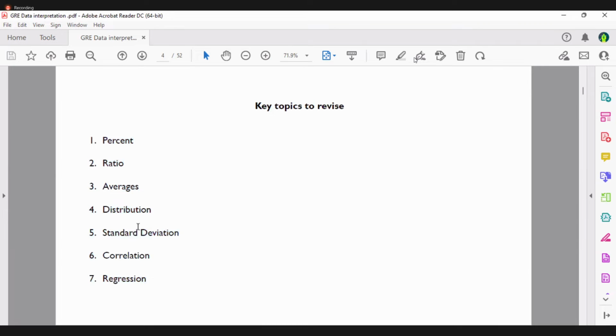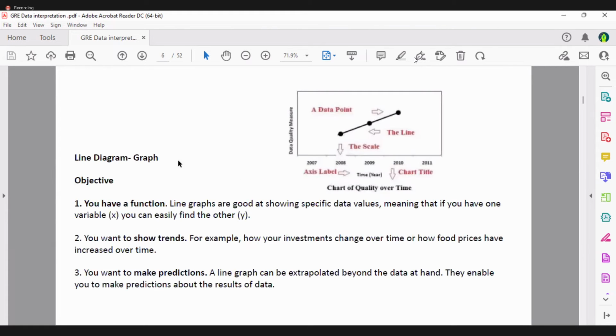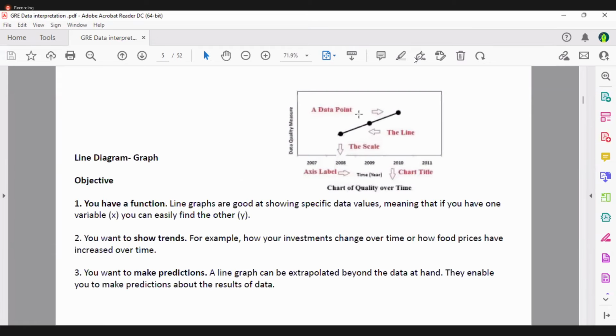Now, correlation and regression are not necessarily asked directly. What will be asked is questions based upon correlation and regression, so I'll tell you how to do that. First of all is the line graph, and then there are questions based upon the line graph.